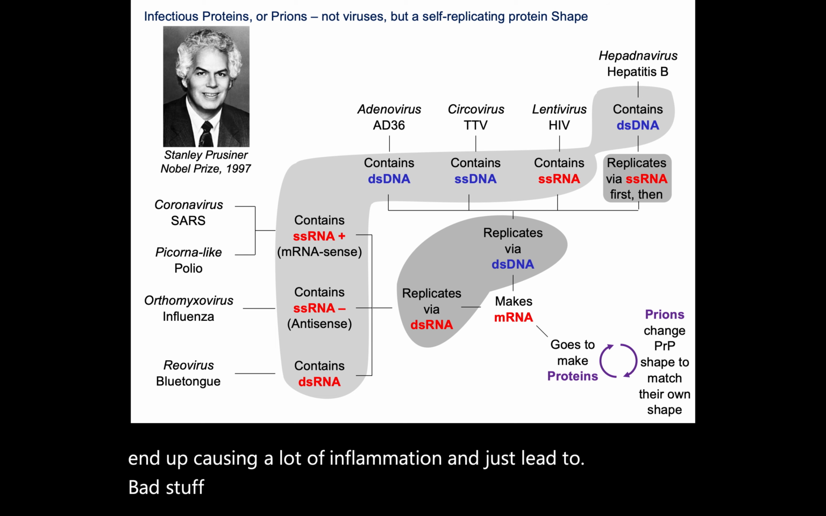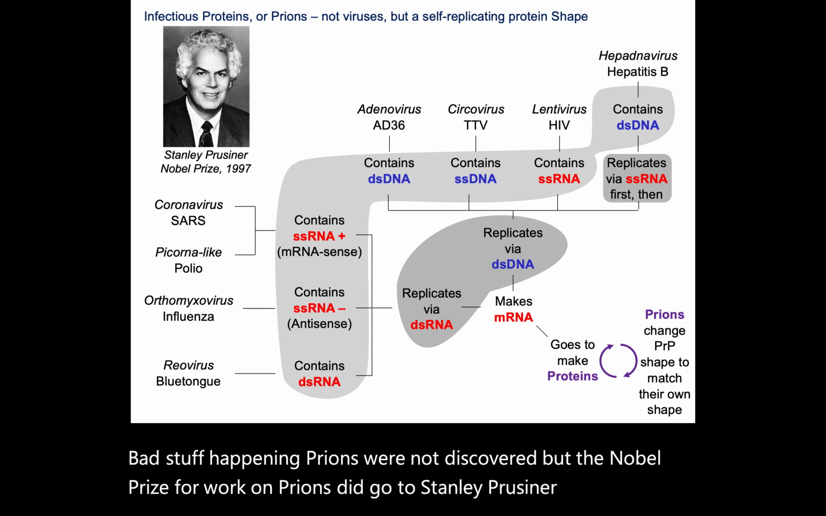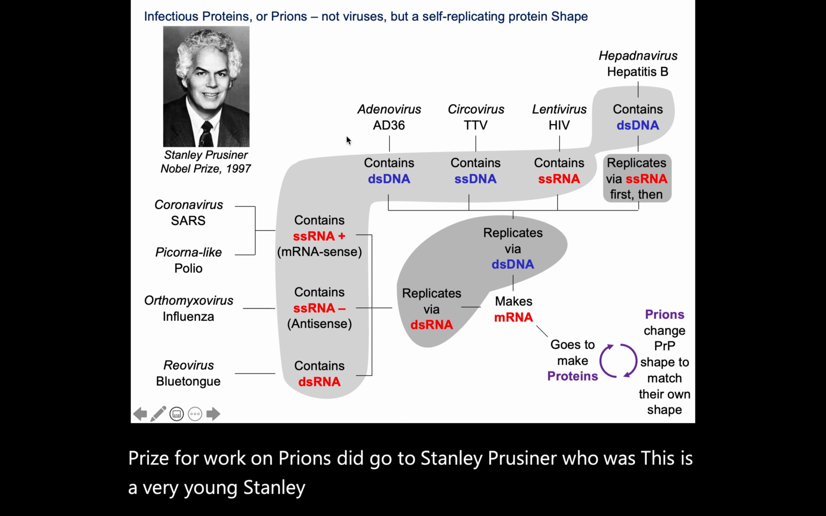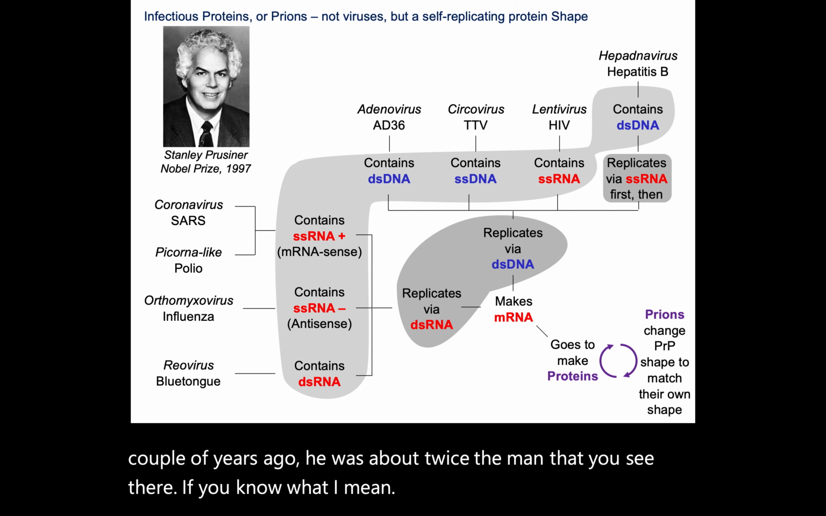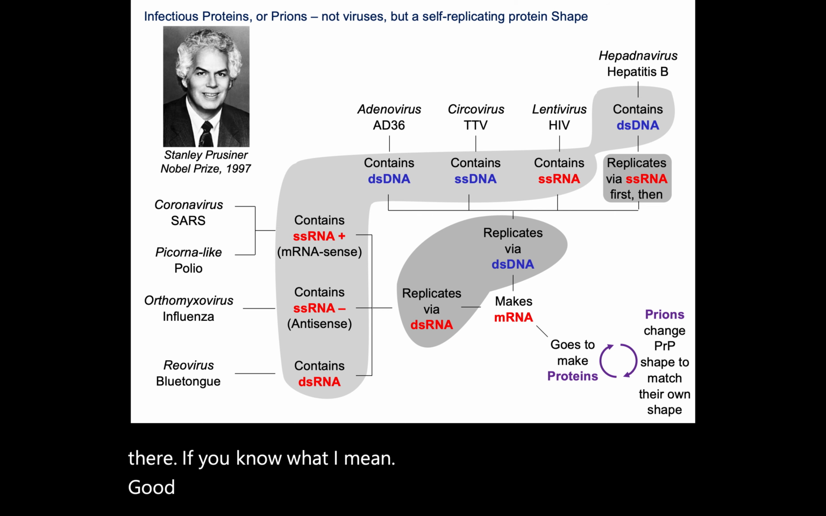Prions were not discovered, but the Nobel Prize for work on prions did go to Stanley Prusiner, who was, this is a very young Stanley Prusiner. When I got to hear him talk a couple of years ago, he was about twice the man that you see there, if you know what I mean. Good eating, good living. Yeah, he'll do that to you.